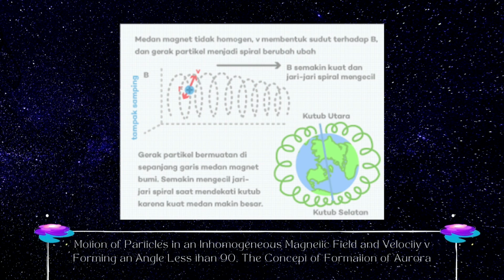The magnetic field in the region is so strong that the particle's spiral motion shrinks its rotational radius. Chaos occurs and collisions between charged particles are inevitable. Collisions between these particles cause the appearance of a certain colored beam of light that we call auroras.